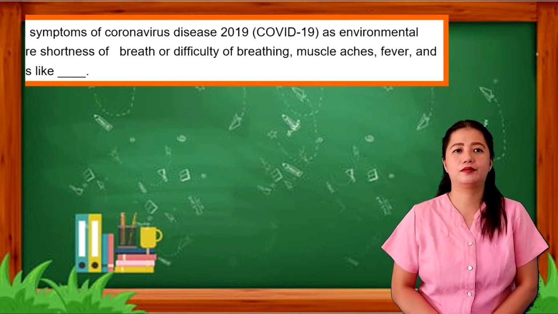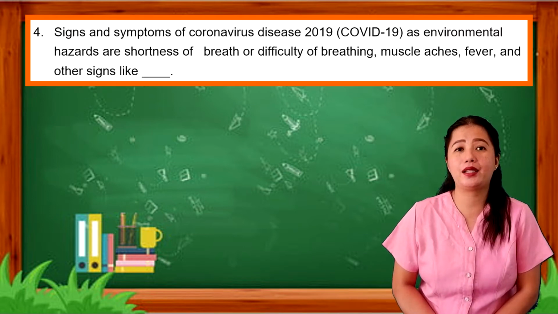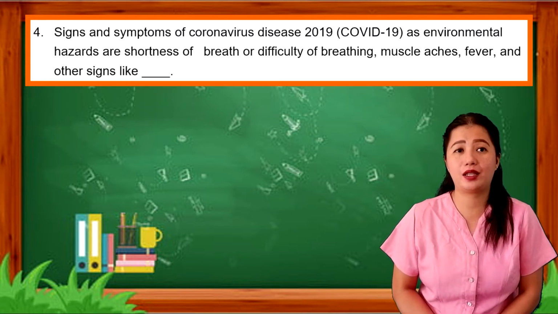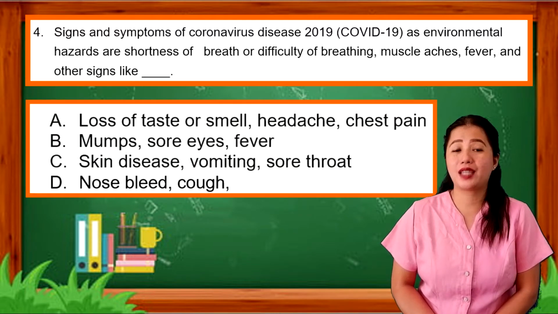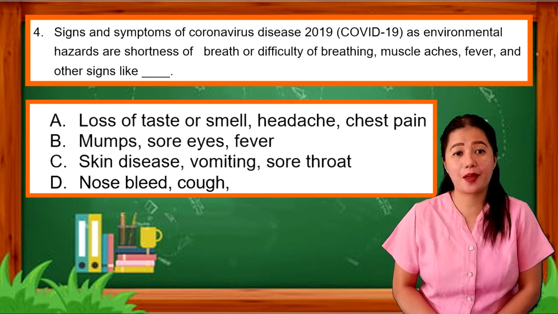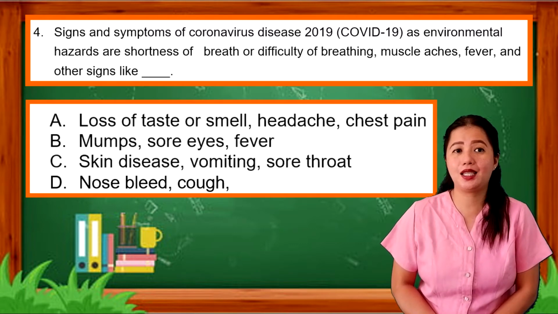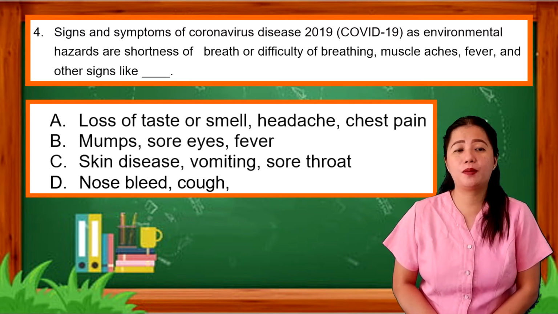Number 4. Signs and symptoms of coronavirus disease 2019 or COVID-19 as environmental hazards are shortness of breath or difficulty of breathing, muscle aches, fever, and other signs like letter A, loss of taste or smell, headache, and chest pain. Letter B, mumps, sore eyes, and fever. Letter C, skin disease, vomiting, and sore throat. And letter D, nosebleed and cough.